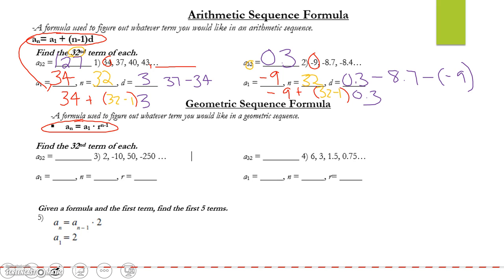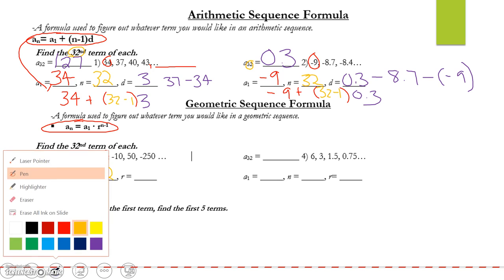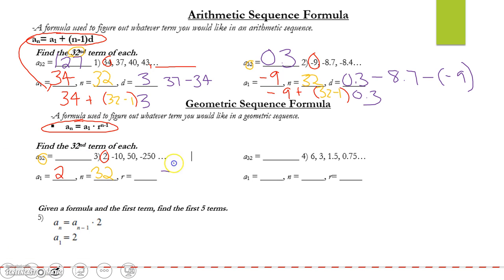So now for geometric, it is different. This number 3 is a geometric pattern because you are multiplying each time. And so I still need the same information. So a sub 1 is still the first term, 2. N is the number of terms, which is 32 again. And then my r this time, I have to take the second term and I have to divide it by the first term. So -10 divided by 2 is -5.